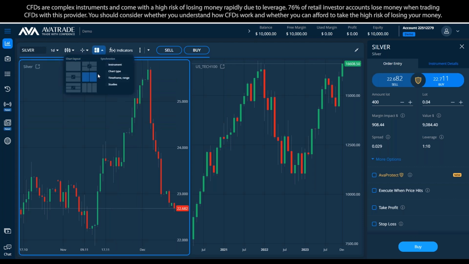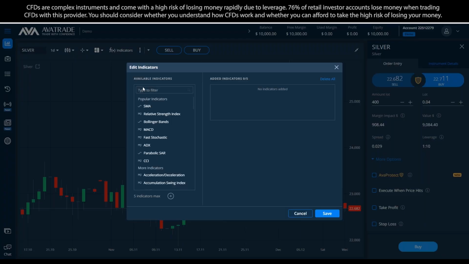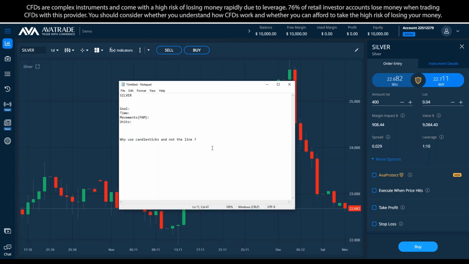Yeah, we're going to go back to silver, I think. Okay, and in here we're going to add an indicator in a minute. And in here we have the nice inventory that I kept placing things on the chart. Why use candlesticks and not a line? Yeah, we already went through that.